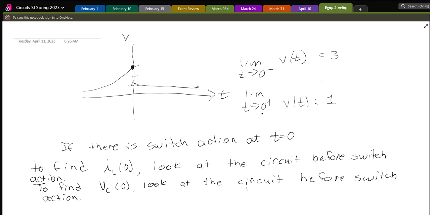If you want to find the current through the inductor at 0, look at the circuit before switch action. If you want to find the voltage across a capacitor at time t equals 0, look at the circuit before switch action. Now, here's why. So let's take a look.